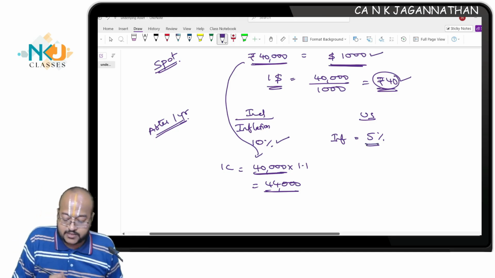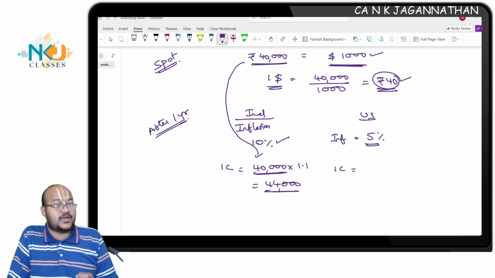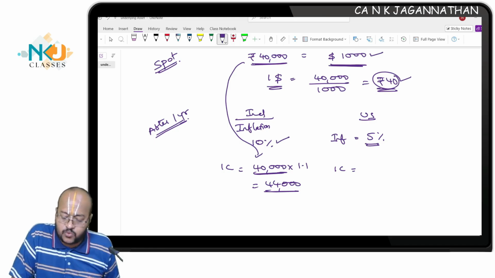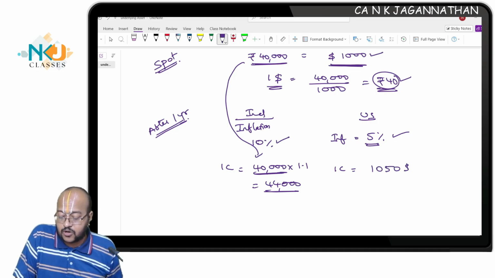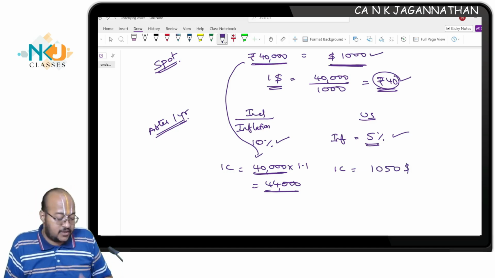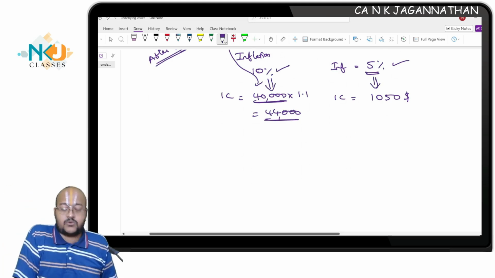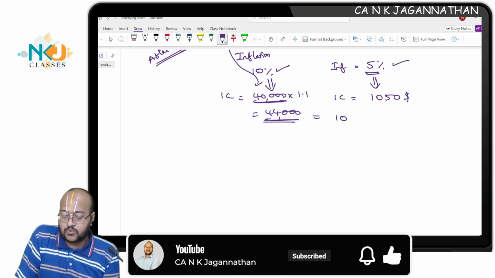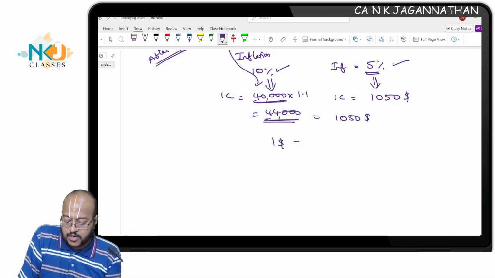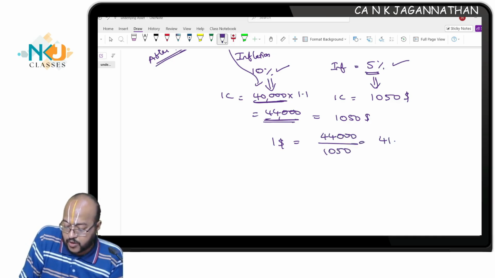Come to the US transaction. Here, the same computer was bought using $1,000, but the inflation will also come into the picture. US inflation is 5%, which means the $1,000 which I used earlier, I need to pay $1,050 now. US inflation I apply to the dollar, and India's inflation I apply to INR. So 44,000 will be equivalent to $1,050. What will be the forward rate as per purchasing power parity? 44,000 divided by 1,050, I'll get 41.9 roughly.